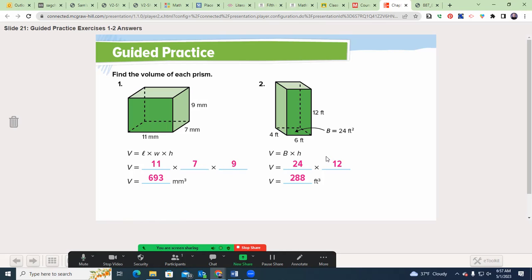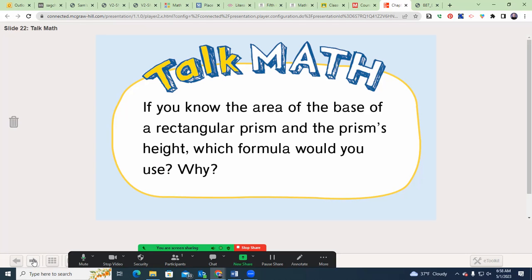What I really want to make sure you get out of all of this is the fact that you've got to multiply all the numbers. All three numbers are going to help you make it there. If you know the area of the base of a rectangular prism and its height, which formula would you use? Well, I'd use the base times height. You've already got it there. You're one step closer. Instead of multiplying three numbers, you're multiplying 2.